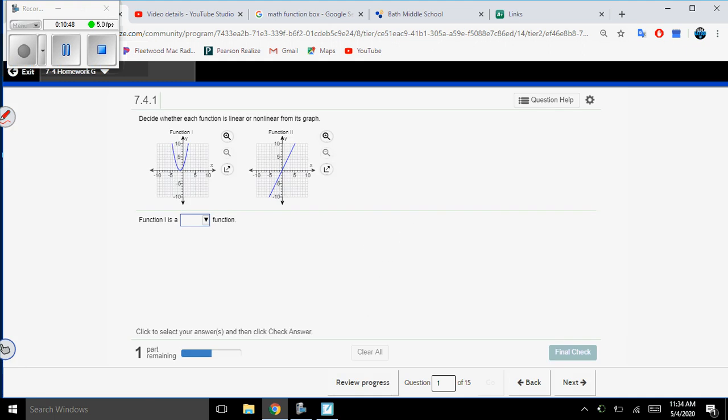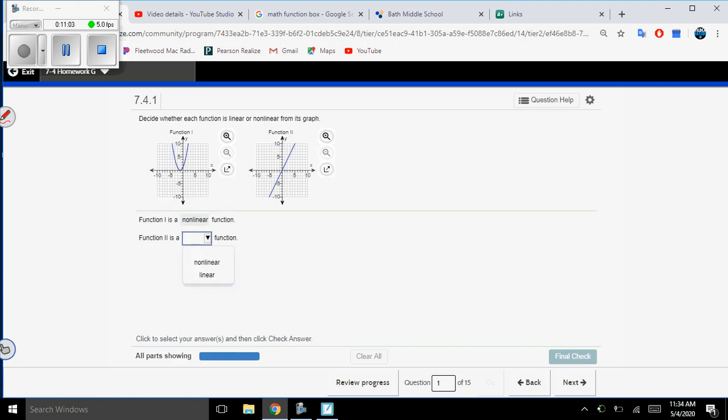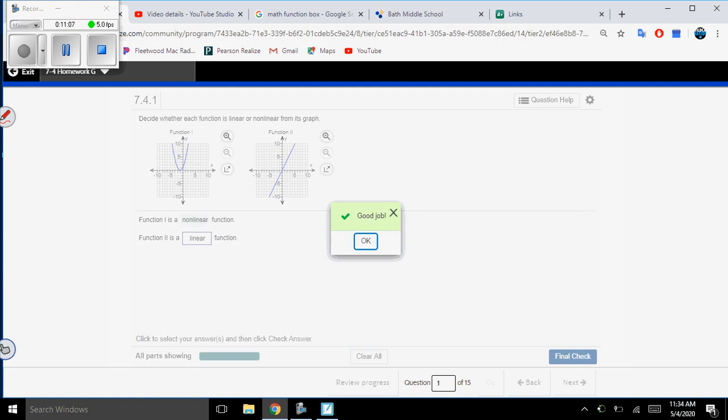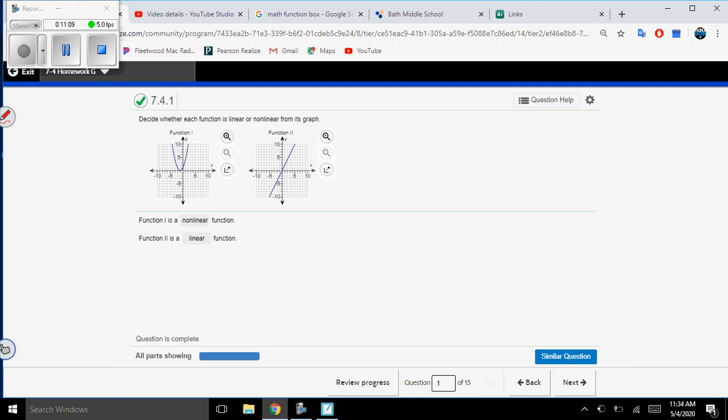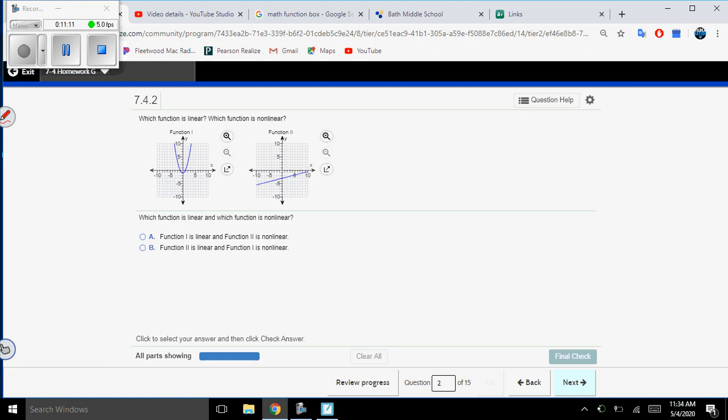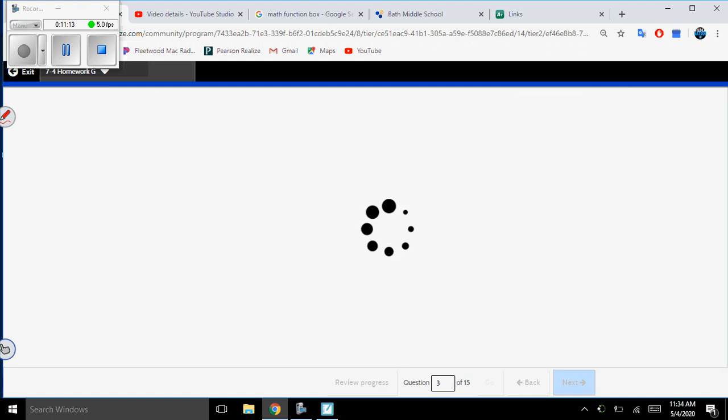Again, this is simple. Determine whether each function is linear or nonlinear just from its graph. The first one is obviously nonlinear, seeing as it's not a straight line. Second one is obviously linear because it is a straight line. It's that simple. You're probably going to get 4 problems or so that look very similar to that. We're going to skip problem 2 because it's very similar.